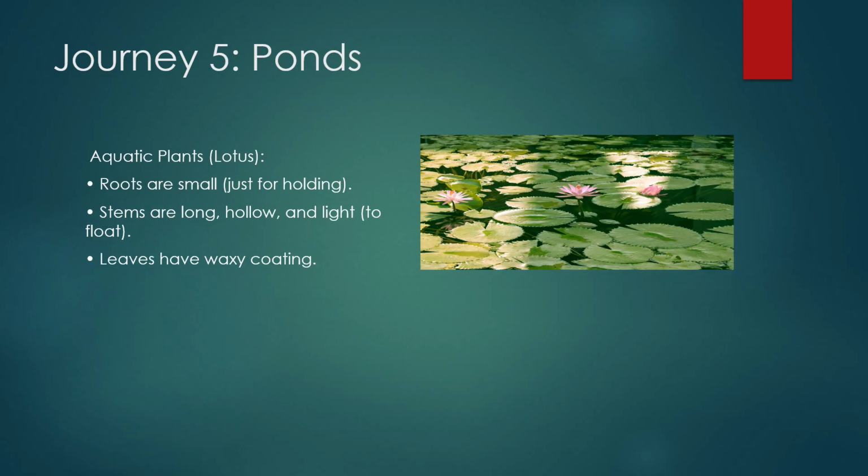Let's come up to the surface and visit a quiet pond. Look at the lotus. In land plants, roots are used to find water. But in water, plants already have water, so their roots are tiny, just to hold them in place. The stem is long, hollow, and light. This helps the flower float on the top. The leaves are huge and have a waxy coating so they don't rot in the water.